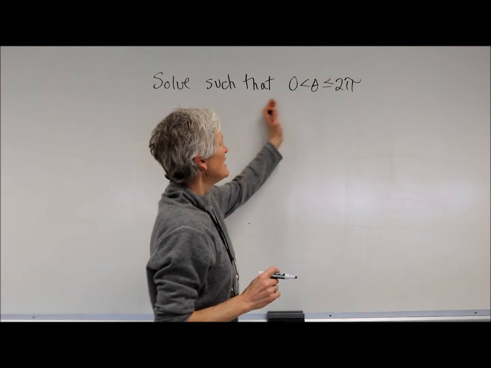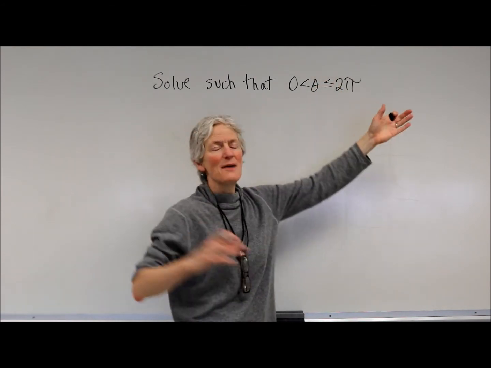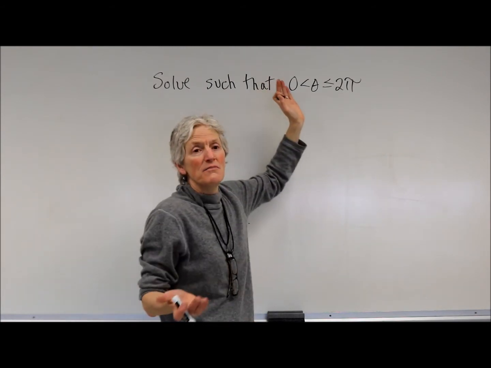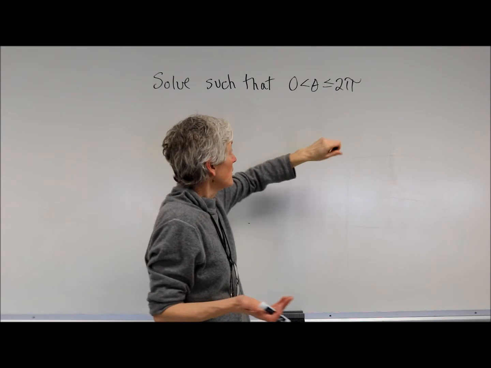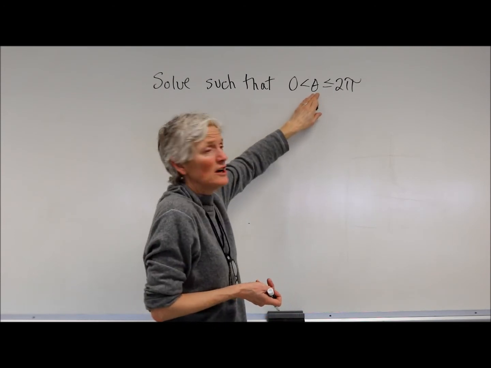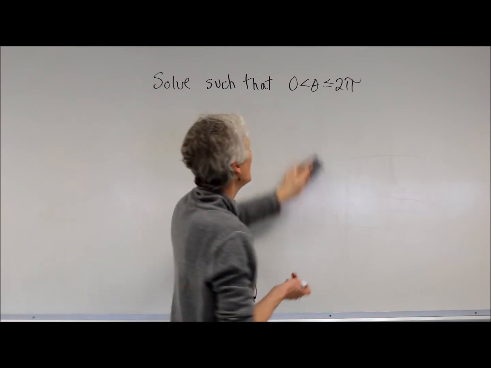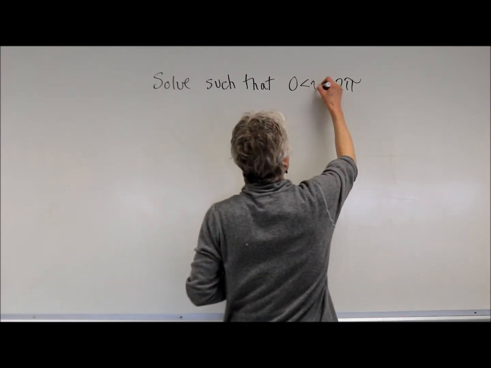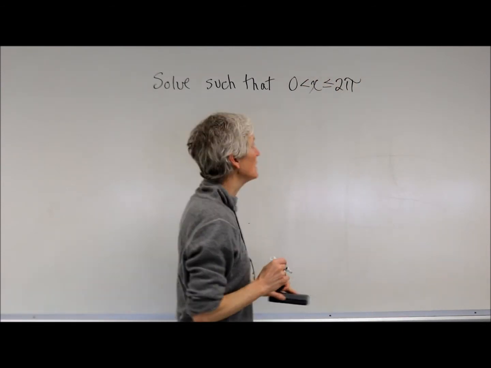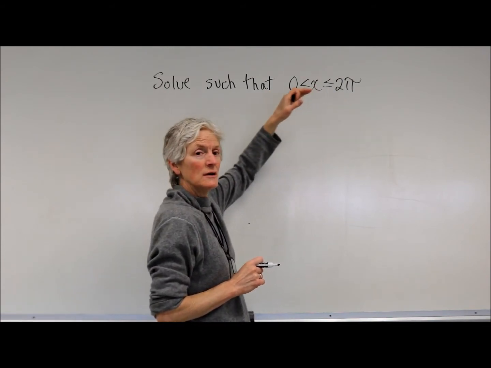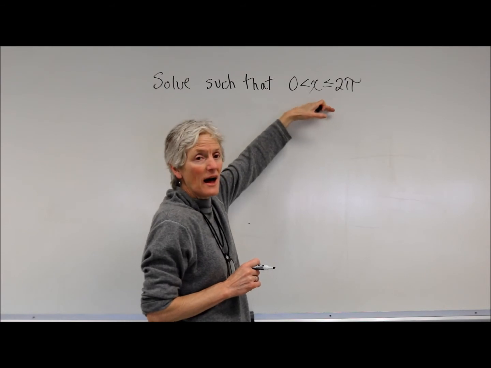I'm using 0 to 2 pi, but you can do lots of different domains. Could you see an x in there? Sure. Could you see a y? Sure. You can see any variable, so don't be afraid of the variable. In fact, let's do an x. That's allowed, right? Yeah. And I could go from negative pi to pi, or pi to 2 pi, right?